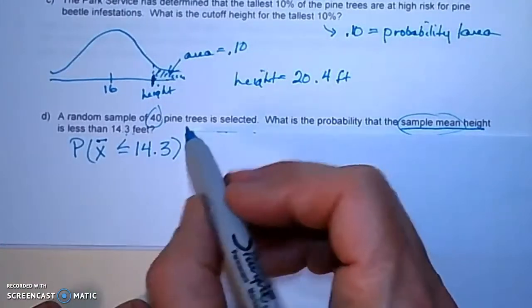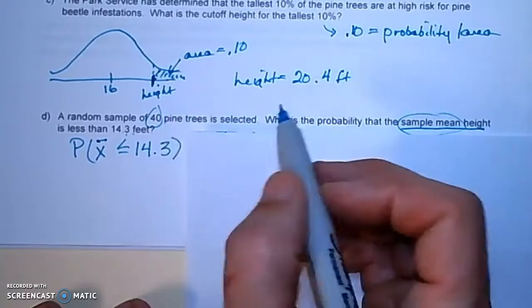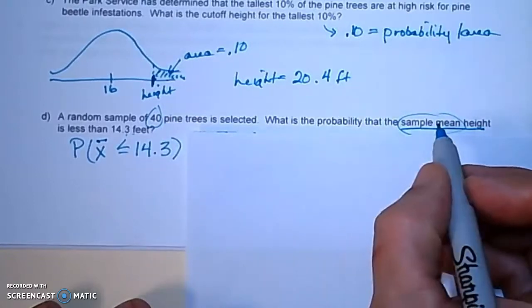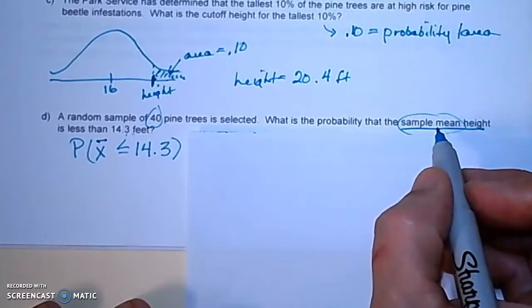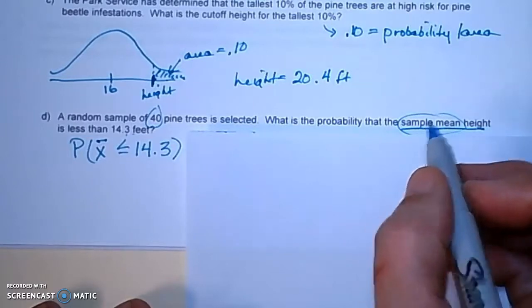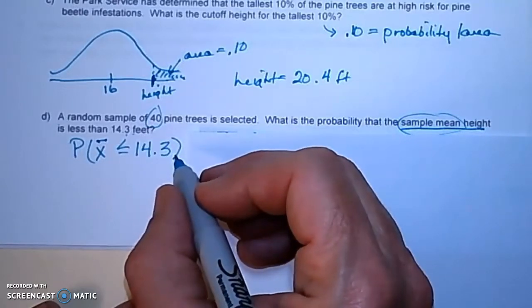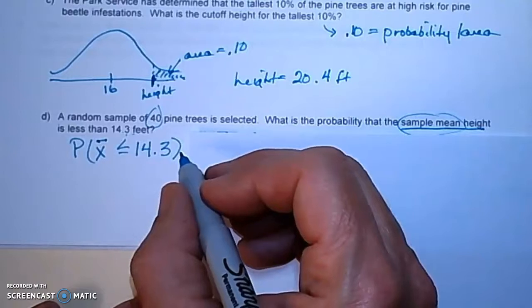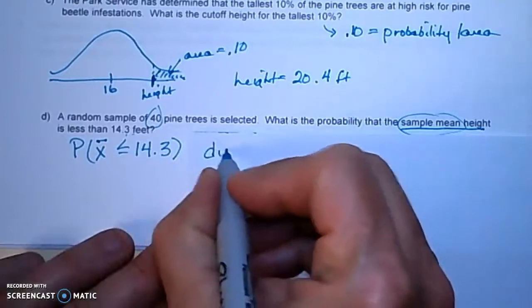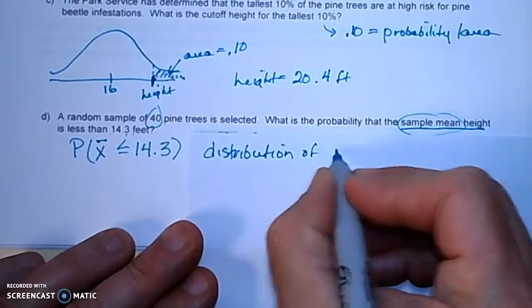What's different in this one is that we have a sample of 40 pine trees instead of just one, and that we're trying to find the probability that has to do with the sample mean instead of the probability about just a single pine tree. What that means is that we're going to have to use a formula to find our new standard deviation for this distribution. What we're talking about is the distribution of sample means.